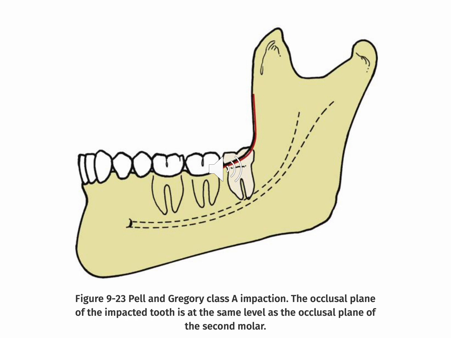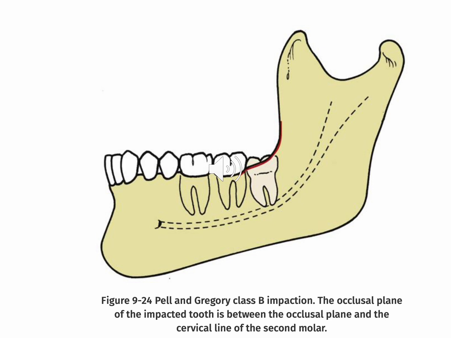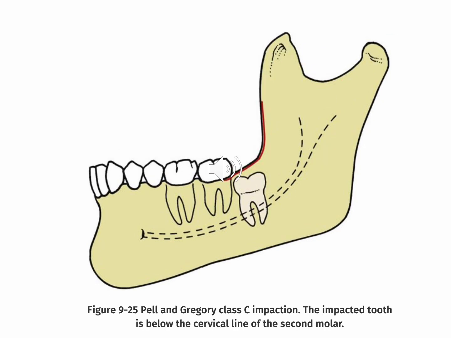So for relationship with the anterior border of the ramus, Pell and Gregory use class 1, 2, and 3. And then for the position with respect to the occlusal plane, they'll use class A, B, and C. A being at the occlusal plane, B being somewhere between the occlusal plane and the CEJ of the adjacent 7, and C being at or below the CEJ of the adjacent 7. Obviously A being easy, B being a little more difficult, and C being much more difficult.